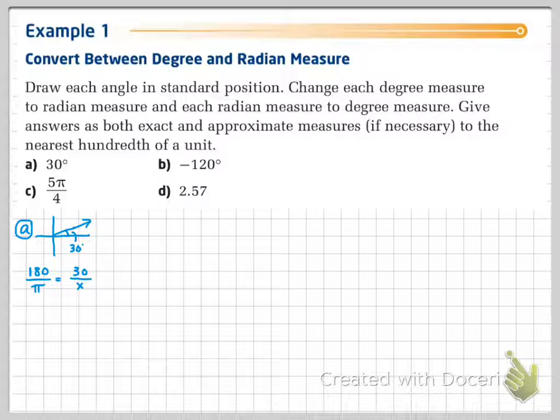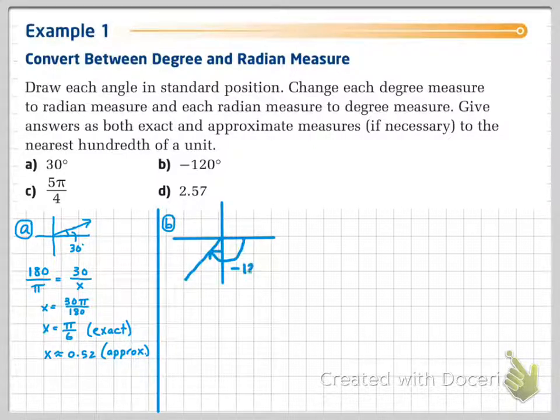First of all, we're going to use the ratio 180 to pi, because 180 degrees is pi radians. So 180 degrees would be 30 over x. By cross multiplying, we can solve for x, so we can say 30 times pi divided by 180 would equal x, and reducing, dividing 30 into the top and 30 into the bottom, x will equal pi over 6. Pi over 6 is exact. Pi divided by 6 is equal to 0.52. That would be our approximate measure to the nearest hundredth. Let's move on to B.